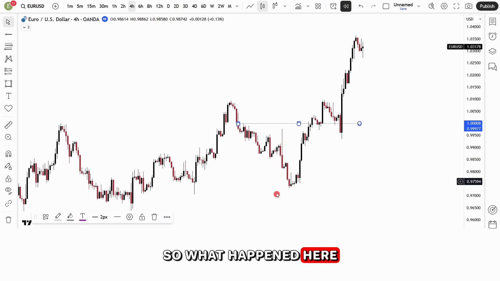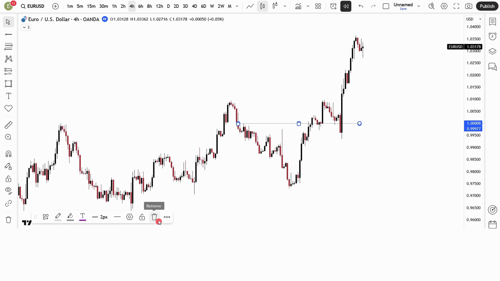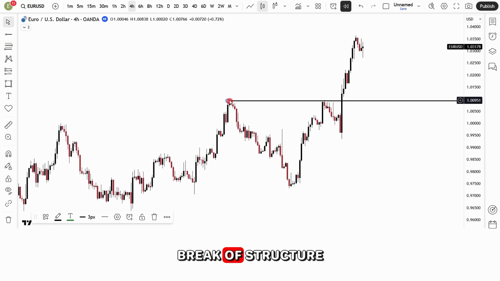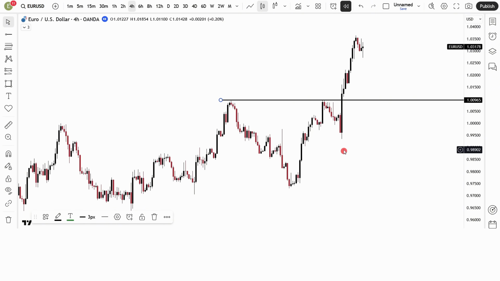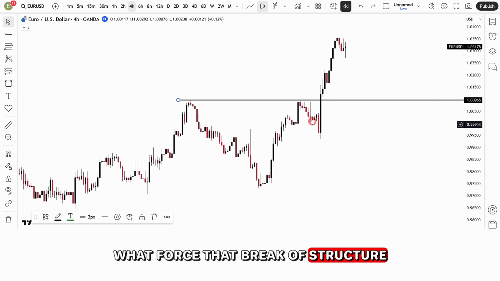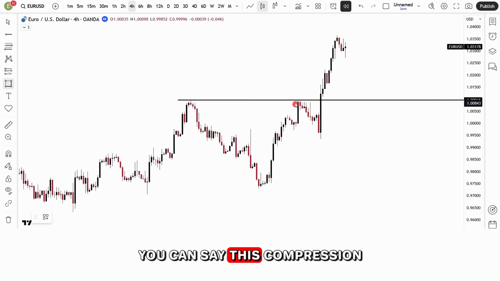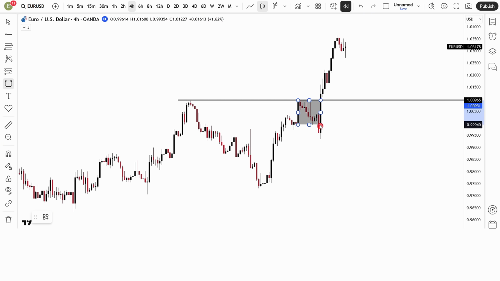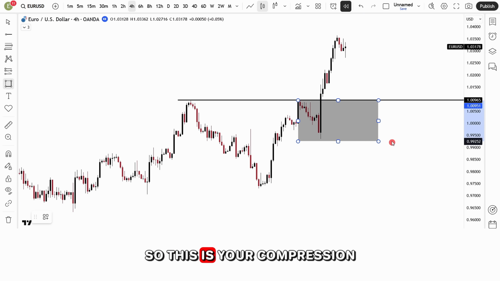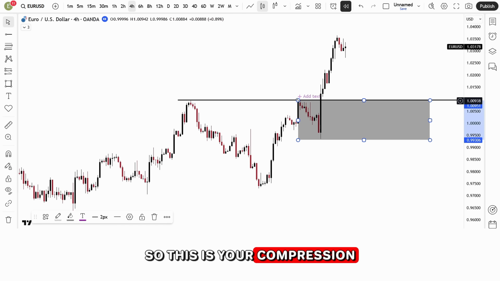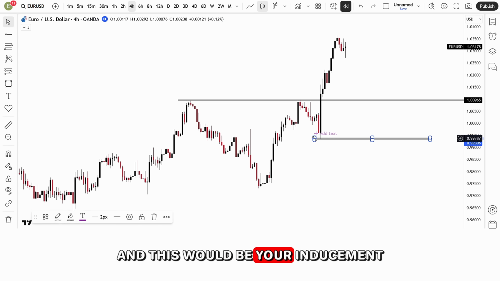So what happened here? Break of structure, break of major structure. What forced that break of structure? You can say this compression. Price, it was a sell into a buy. So this is your compression and this would be your inducement.